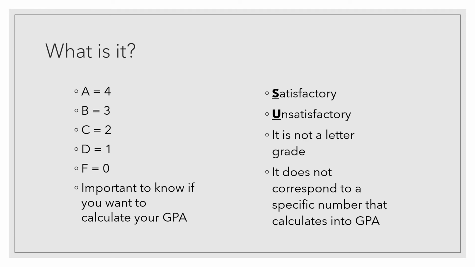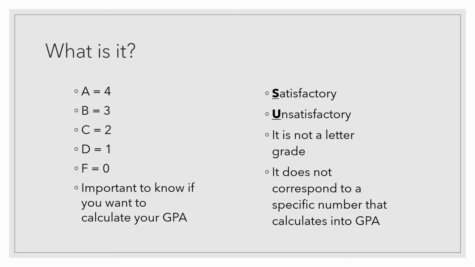So now that we know what the letters mean and how they are converted into a value on the scale from 0 to 4, now we can go into what the satisfactory and unsatisfactory grading system means. So basically, the S and U grading system does not correspond to A, B, C, D, F grading systems. The satisfactory grade just means that you had a good performance on your class, a good enough performance for your professor to say in your transcript that you have already met all the requirements for that specific course.